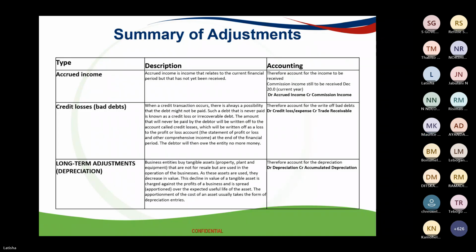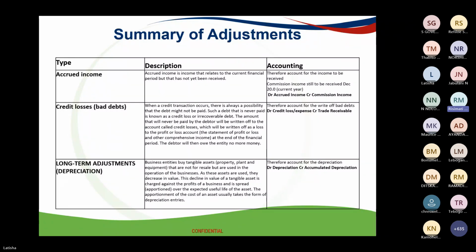Is that clear? The accumulated depreciation reduces the cost of the asset. In the balance sheet, we record the cost of the asset. We record assets at cost, but then the ones that we depreciate, they will reduce by the amount of the accumulated depreciation. Is that all? Is that fine? Okay, Maurice.